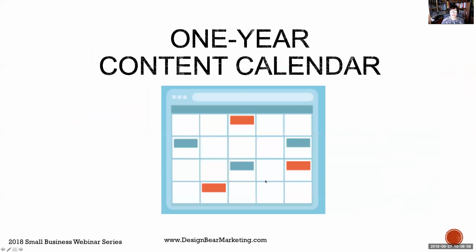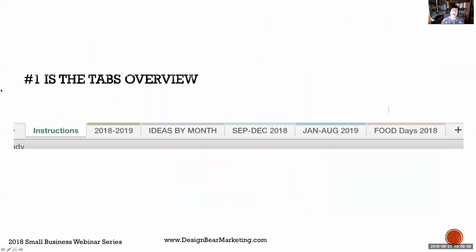Your 1-year content calendar. So I start with the tab at the bottom, right? I have instructions how to use it.